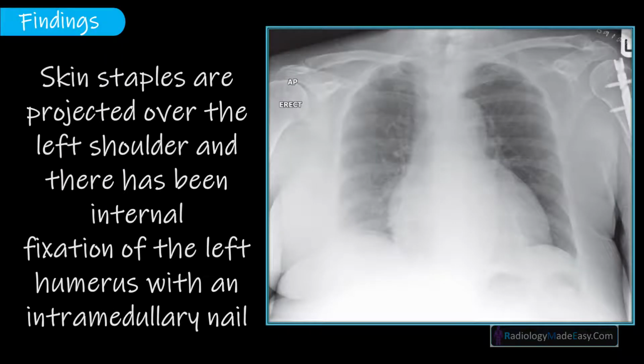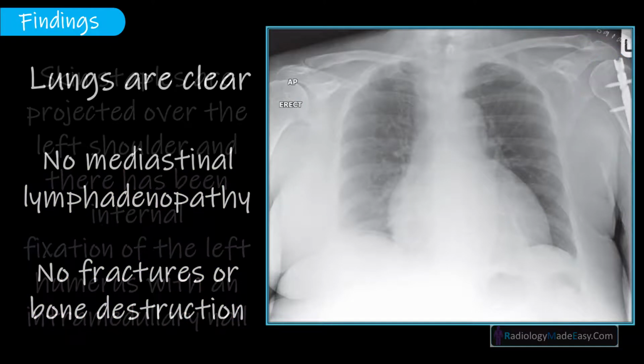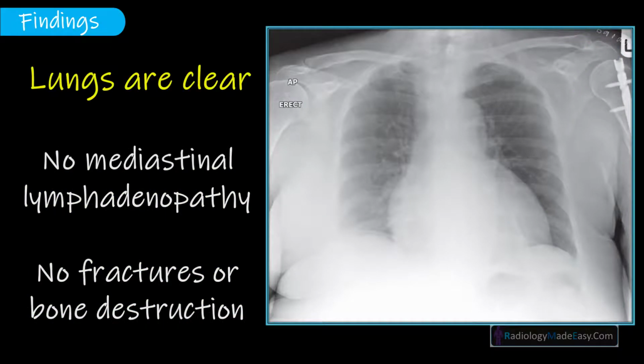As you can nicely see, there are skin staples that are projected over the left shoulder, and there has been an internal fixation of the left humerus with an intramedullary nail, most probably recently. The lungs are otherwise clear. There is no mediastinal lymphadenopathy and there is no fracture or bone destruction visible.